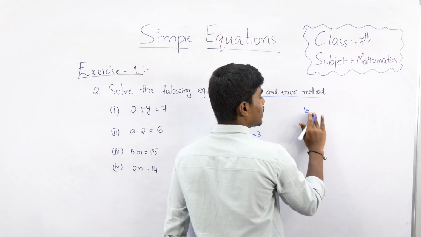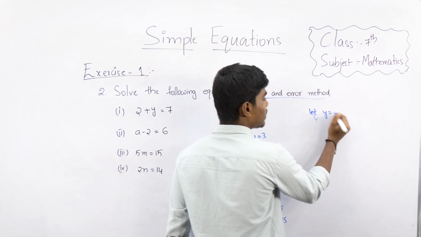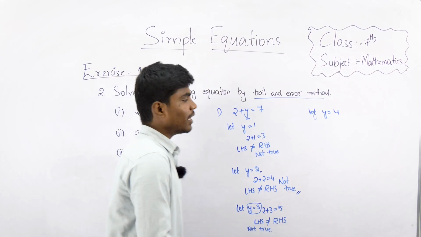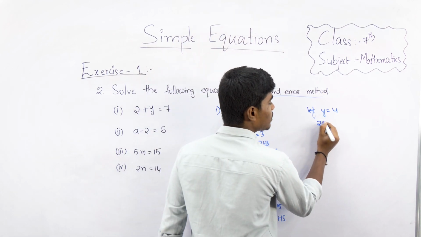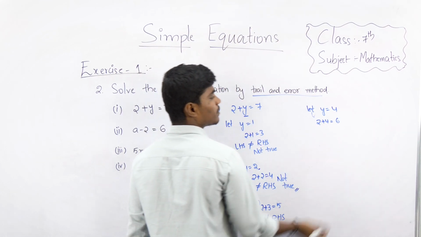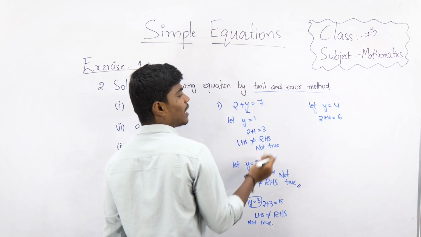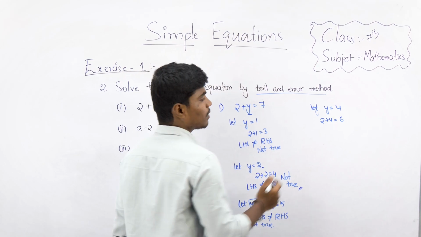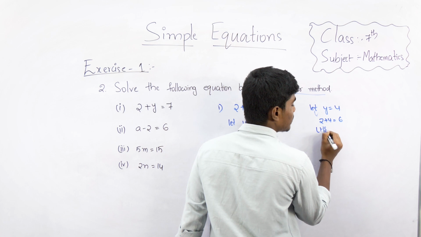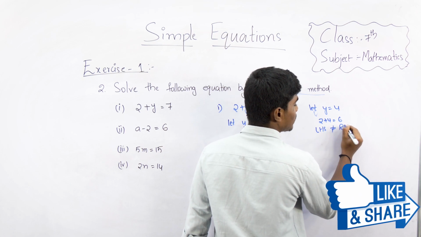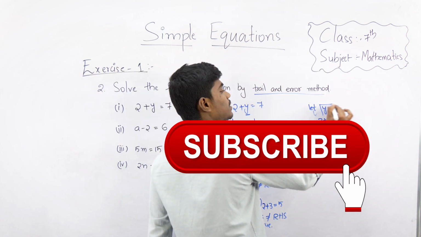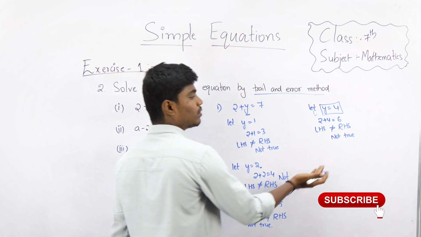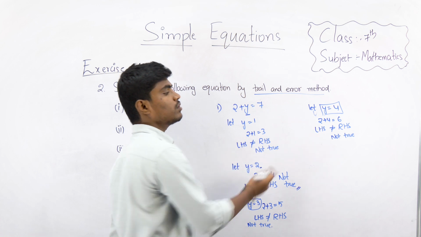So let y is equal to 4. Here 2 plus y means 2 plus 4, which is equal to 6. Here LHS is 6, RHS is 7. So LHS is not equal to RHS. So not true. So y is equal to 4 is also not the correct value, and this equation is also not true.